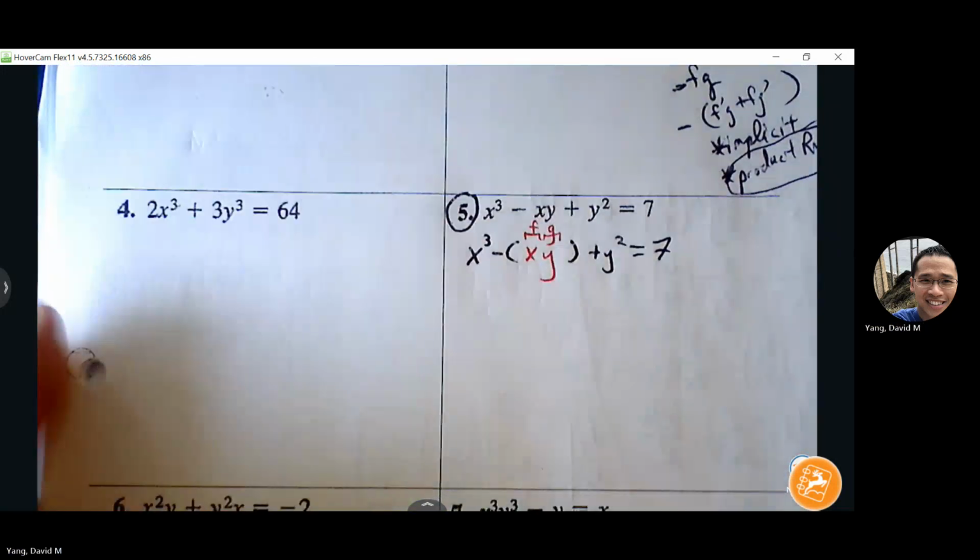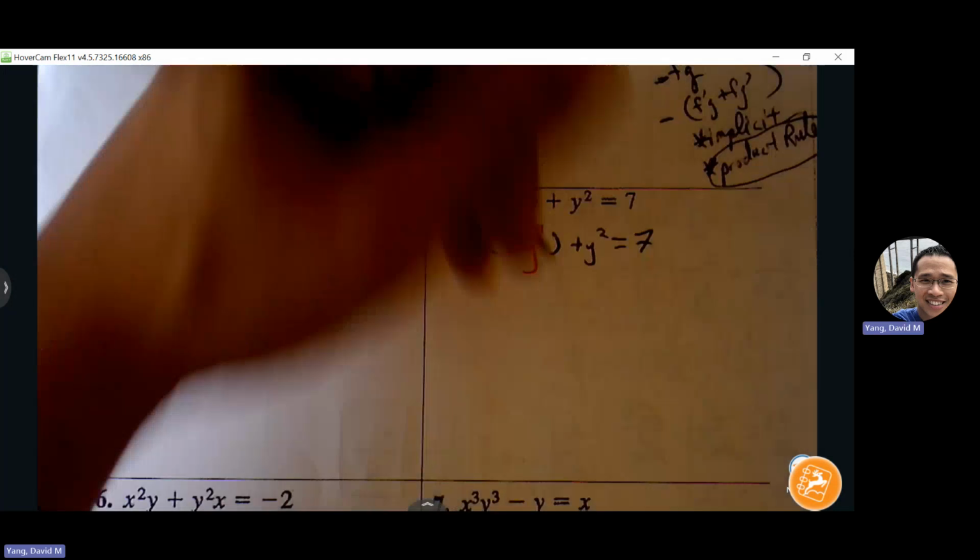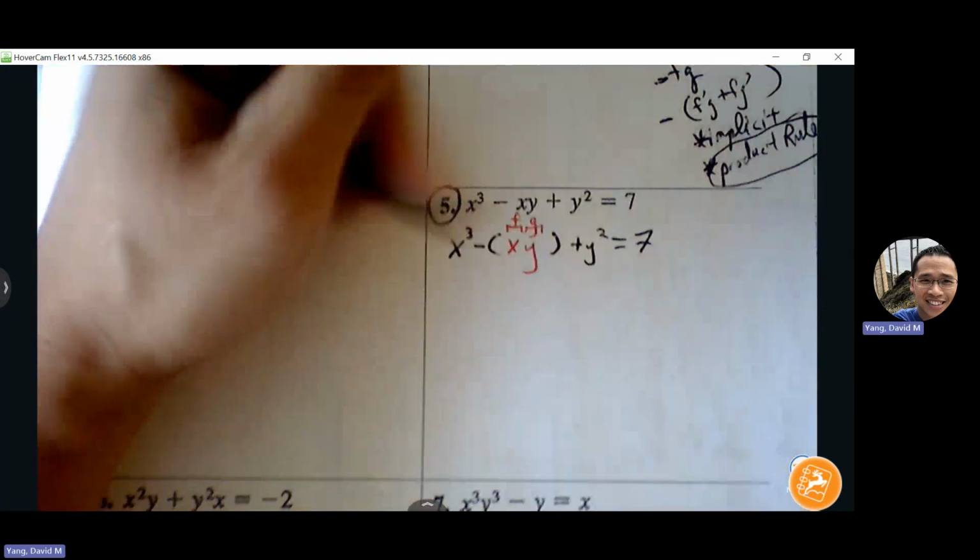Actually, I'll walk us through this here. All right, x cubed minus xy plus y squared equals 7. We're recognizing the need for product rule. We're recognizing that there's a plus that's going to show within product rule, and that minus has to distribute through. So there's that additional step. Okay, so let's walk through each term here.